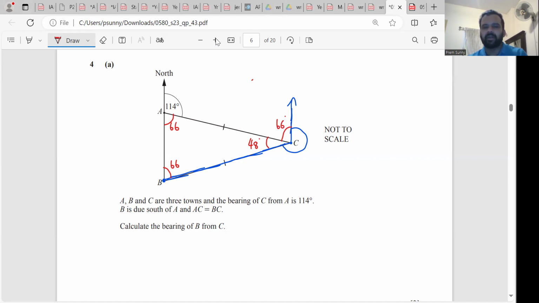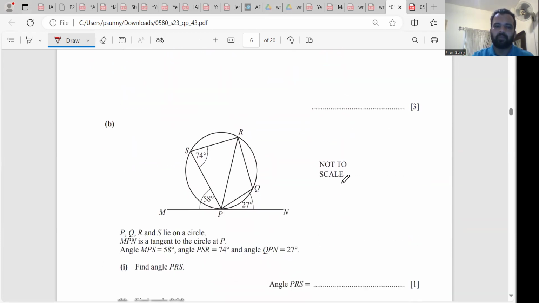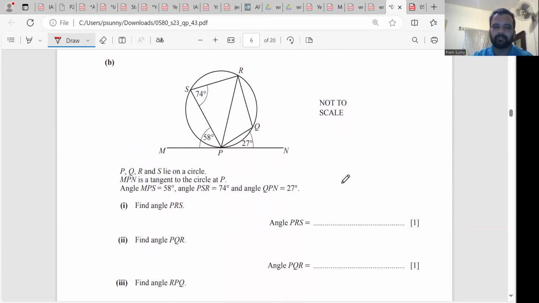Now, it's easy to find out the angle over here. We have a point, and angles around a point should always add up to give you 360. So from 360, subtract 66 and 48. You will get 246. So the answer is 246 degrees. And we know that a bearing should always be written as a 3-digit number, so it's 246.